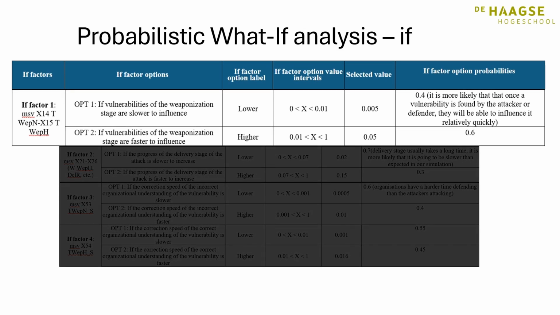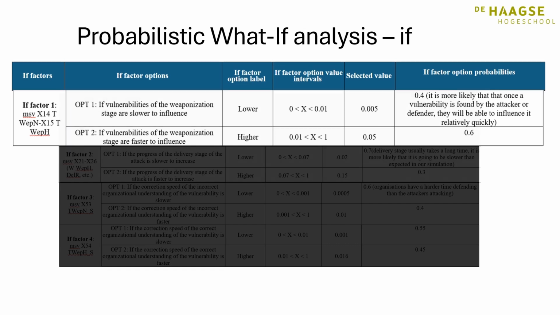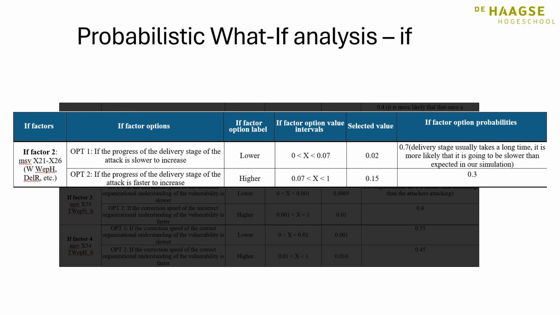So the first if factor is the vulnerability of the weaponization stage being faster or slower to influence. So what we are changing is the speed factor of the adaptive thresholds in the cyber kill chain part of the model. The second if factor is the progress of the delivery stage being faster or slower to increase. So here we are changing the speed factor of the adaptive weights, again in the cyber kill chain part of the model.